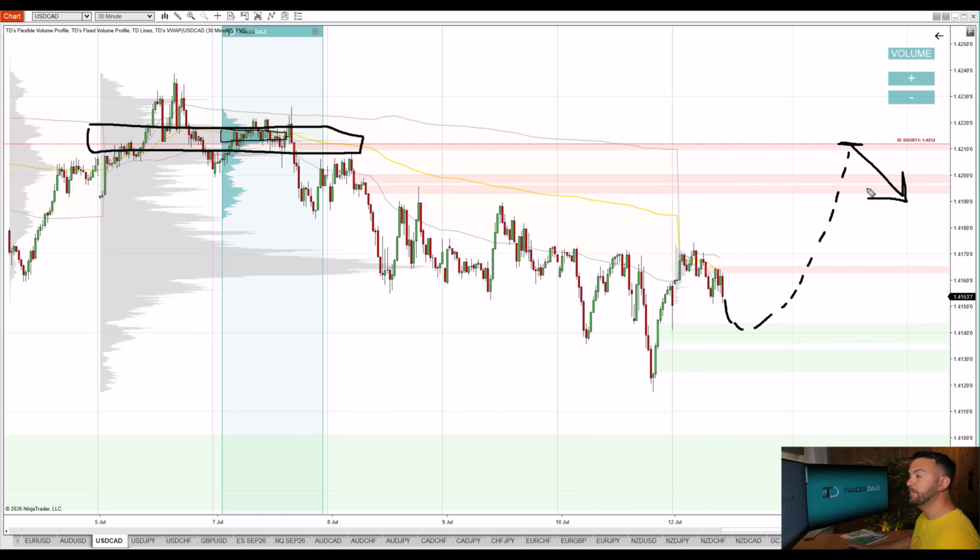So yeah, that's what I'm looking to trade. I have a limit order here. So when the price hits this level for the first time, it's going to be short from this level, right?